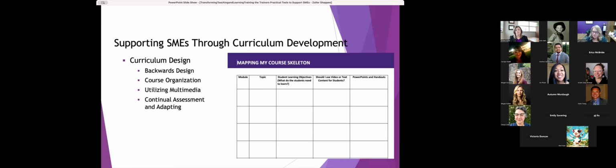We also work them through the idea of continual assessment and adapting. We're going to create this course. We're going to teach it. There may be issues. Maybe it's not perfect at first. We hope it is. But we'll always be assessing and adapting, ensuring that that learning experience is as great as it can be. And it's also good for the SMEs too, that they're learning and adapting and becoming more confident in their skills as they continue to teach their courses.